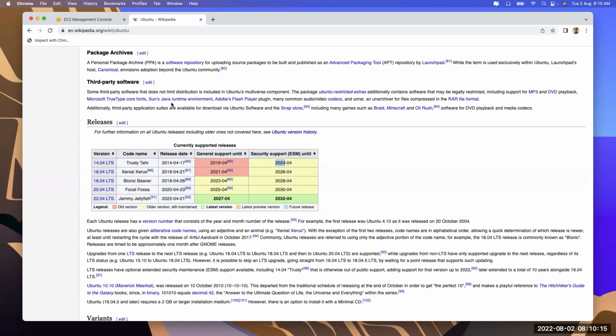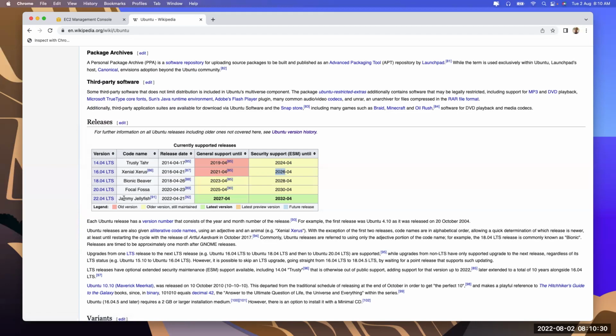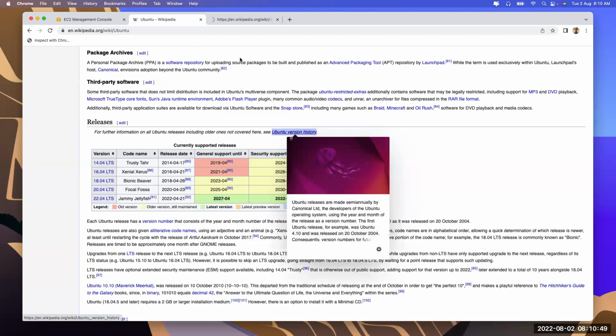Now it becomes very easy. 2016 it came, so support would be till 5 years, 2021, and long term support or security updates would be for 10 years, which is 2026. Similarly, the one which came out in 2022 in April, very recently, has support for 5 years, which is 2027, and the security updates will be there for 10 years, which will be 2032. That is how the version history of Ubuntu is, but that is not it actually.